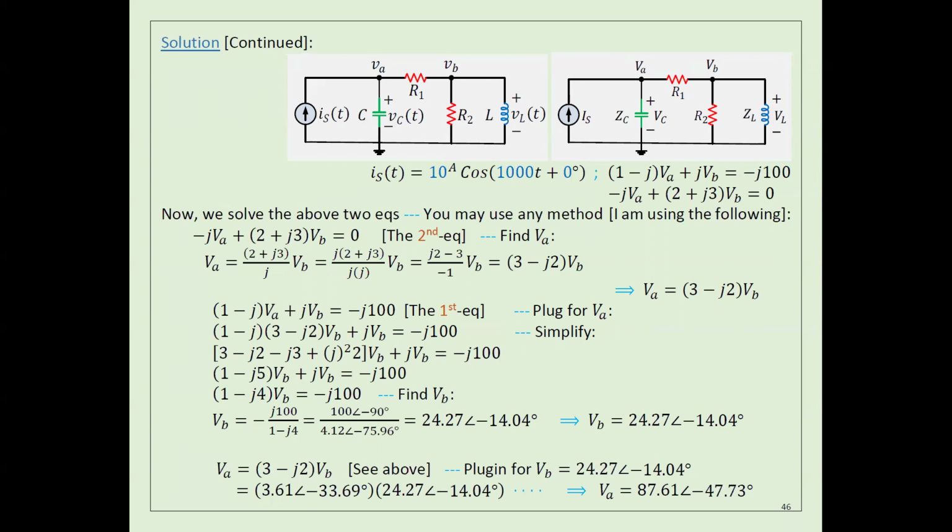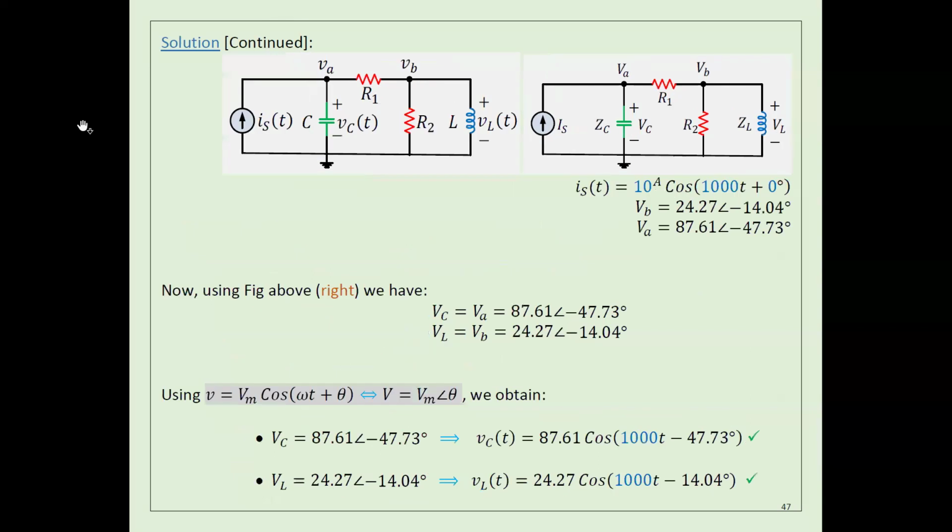If I bring you a circuit, I will make sure its calculations are not going to be complex. But this is how it is. After that, I'm going to have only one unknown here, VB. I got VB this way. Once you have VB, you need to plug it into any one of the two equations you had before to calculate VA. Once you have VA and VB, you are done. So here I have VA and VB.